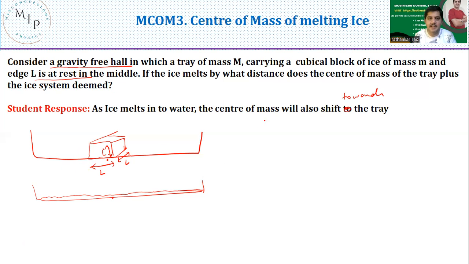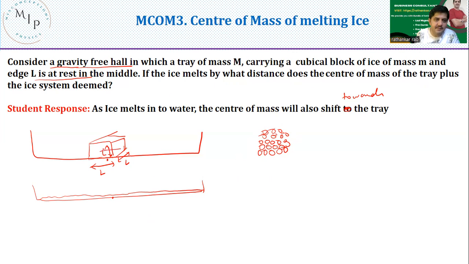The molecules are stacked like this, one above the other, in a cube of water molecules. When gravity is present, the bottommost molecules experience an imbalance, and as a result the molecules will flow down. When there is no gravity, none of them are being pulled downwards, so they will just stay there itself, which means nothing will happen to the center of gravity. So if ice melts, by what distance is the center of mass of the tray plus ice system displaced? Nothing will happen.